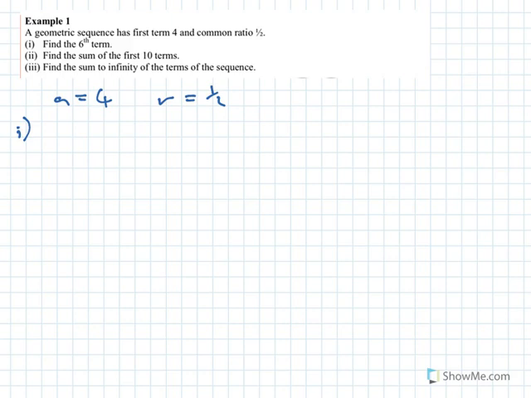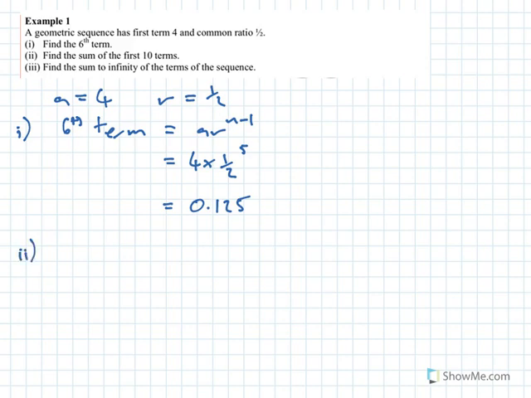So the sixth term of the sequence is going to be, we haven't done U n notation yet, so let's just do it like this. Sixth term is going to be ar to the n minus 1, which is 4 times a half to the power of 5, which ends up being a half times a half times a half. It's quicker to do on your calculator, but that should be 0.125, I think.